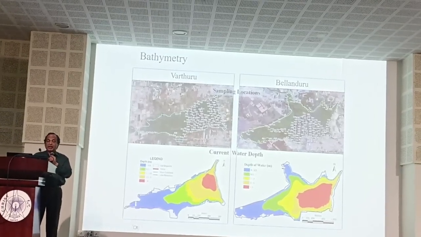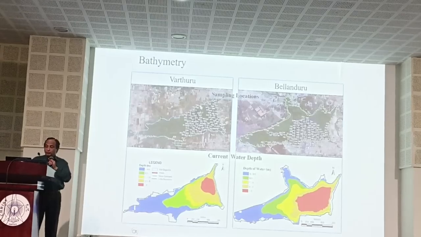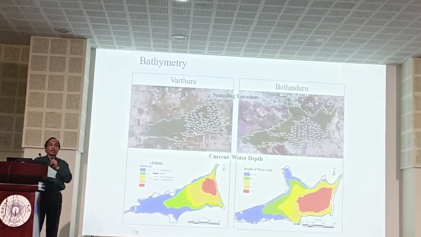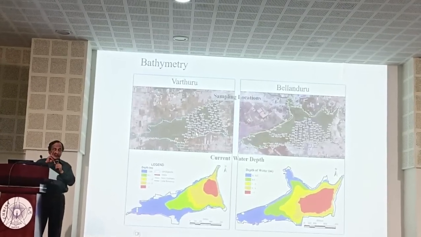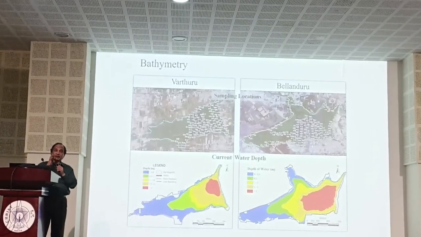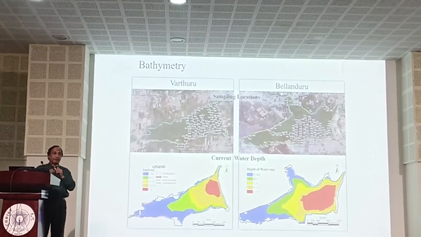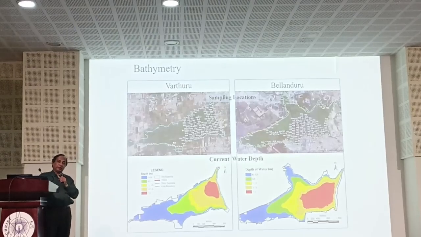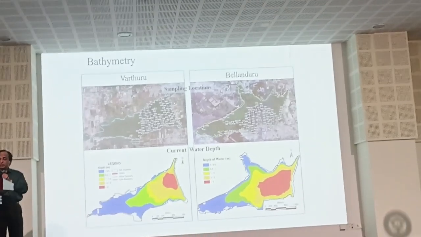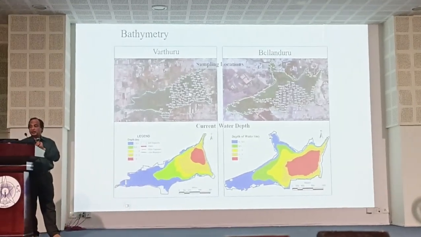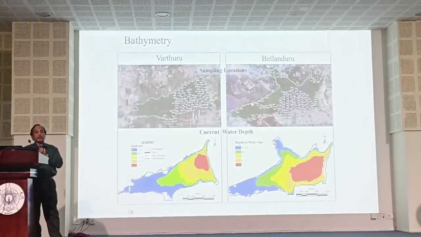See, these are our sampling locations. Using the boat, we collected a water sample and soil sample. Look, to understand the nature, the health, the ecosystem health, the knowledge of chemistry is very important. So that is what we looked at, water and soil, and this is Bellandur and Varthur lake.